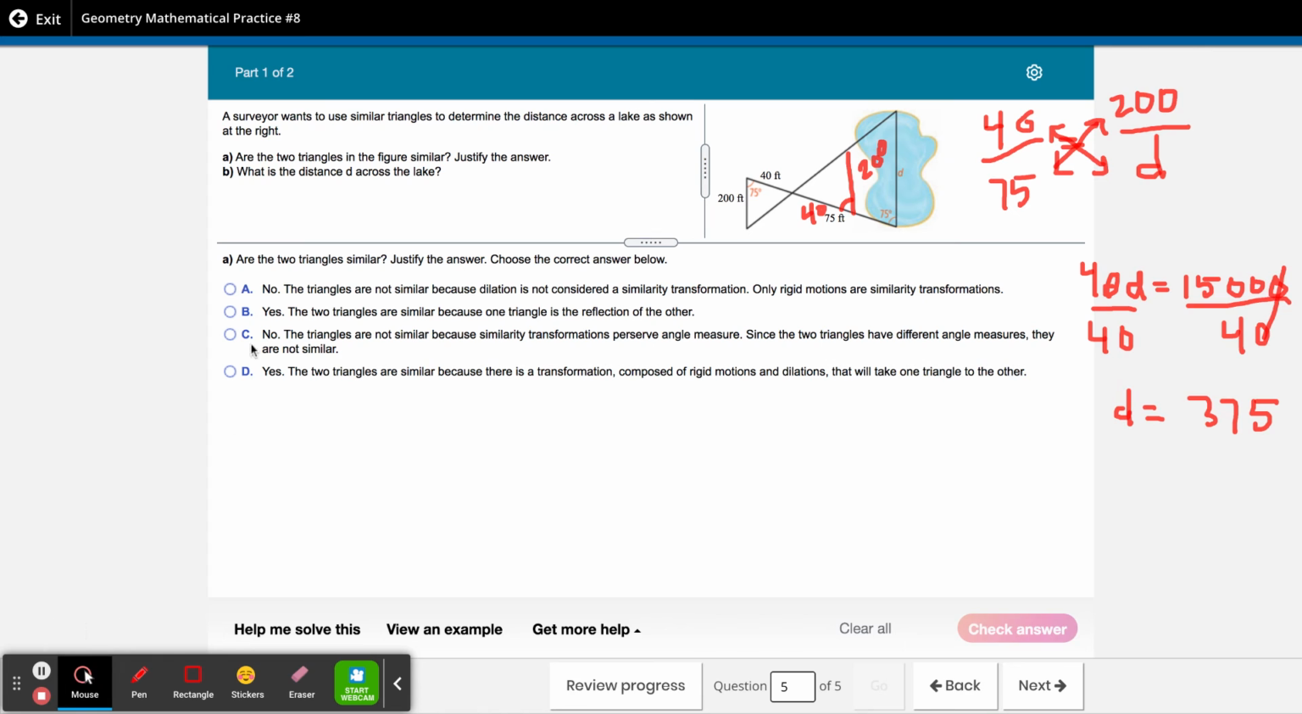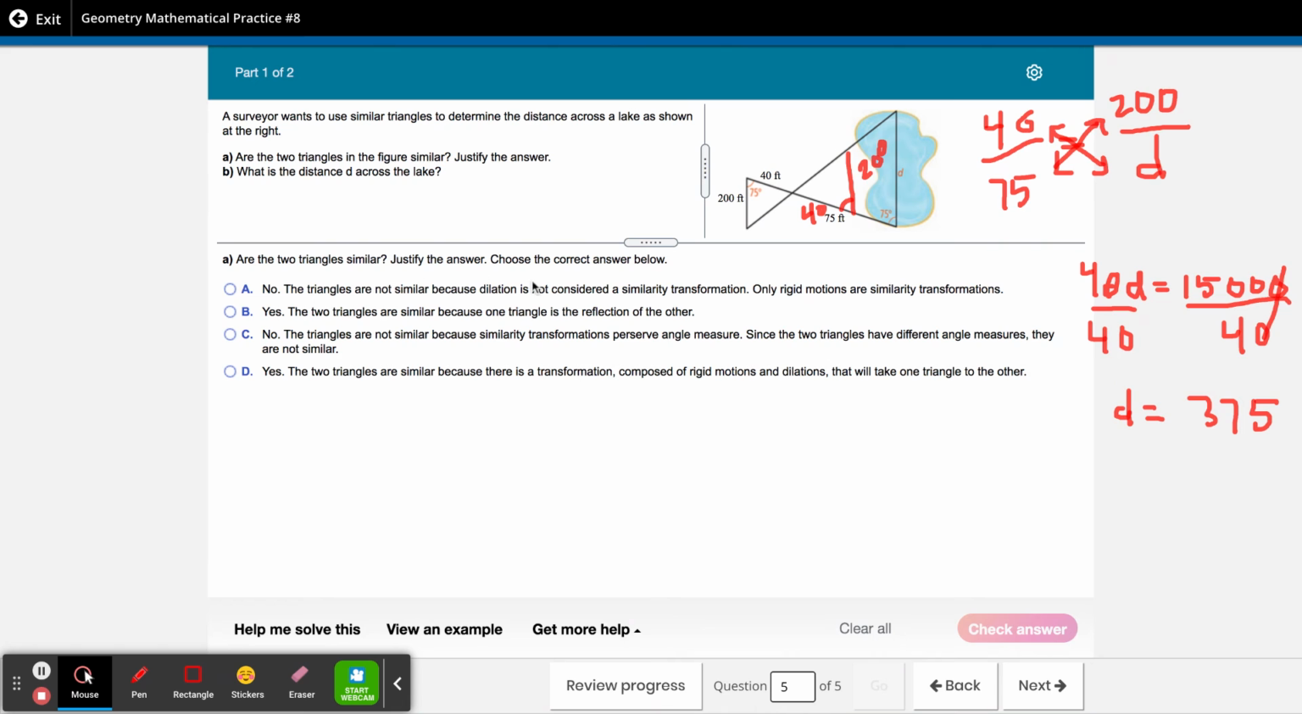It says the surveyor wants to use similar triangles to determine the distance across a lake as shown at the right. Are the two triangles in the figure similar? Justify the answer. And what is the distance D across the lake? So are the two triangles similar? Justify your answer. Choose the correct answer below.